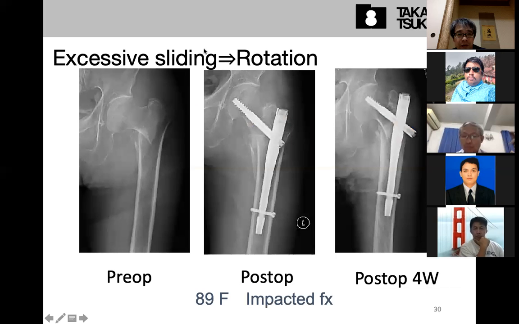Then this slide shows the first, which is excessive sliding. For weeks postoperatively, it is apparent the lag screw slid more than 1 centimeter. Then eventually this patient had a cutout.